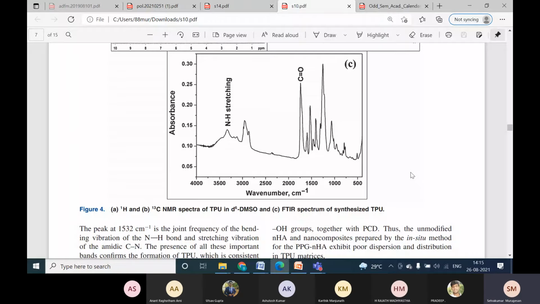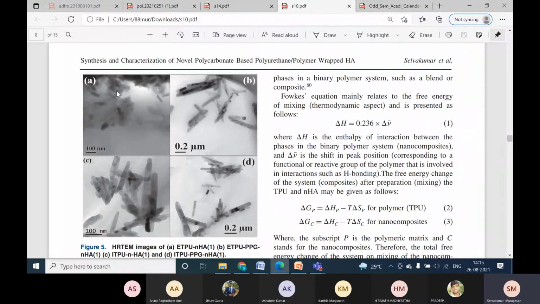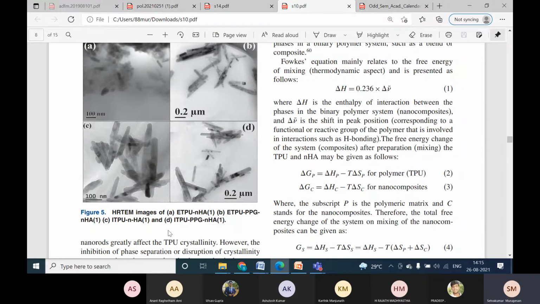So this was the filler dispersion. Once you have prepared the nanocomposite, again you can see how the particles are dispersed in your matrix. This one was prepared using the ex situ technique, ETPU NPM means ex situ prepared nanocomposite, and ITPU PPG nano NHA means in situ prepared nanocomposites.